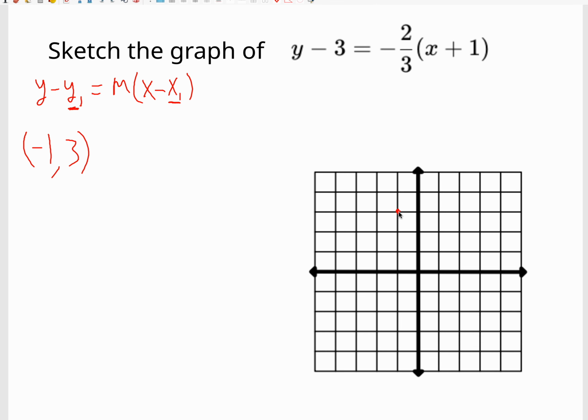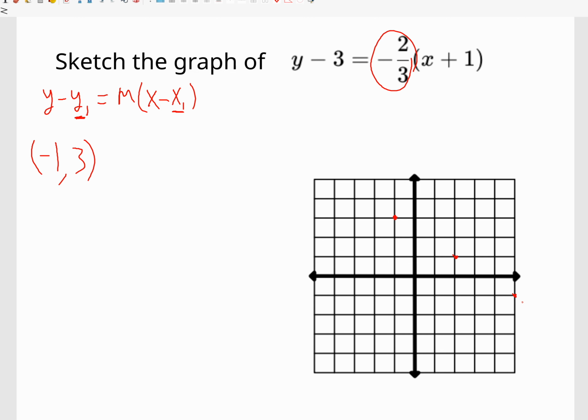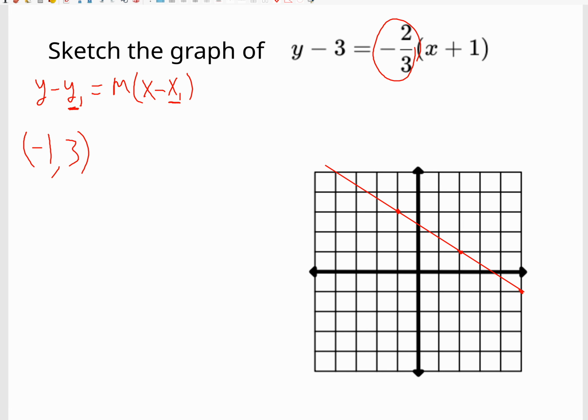All right, it has to go through that point. Now what? I know the slope. I can just count the slope from this point. So down 2, right 3. So my line has to go through that spot. That's a negative 2/3 slope. And then I just have to choose my straight line tool and draw the line.